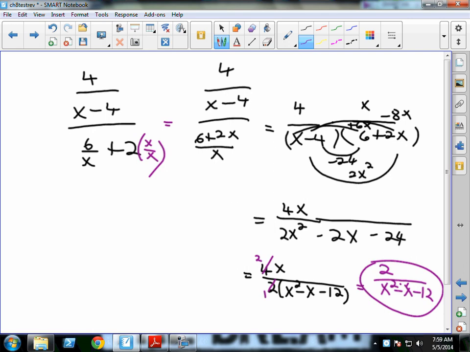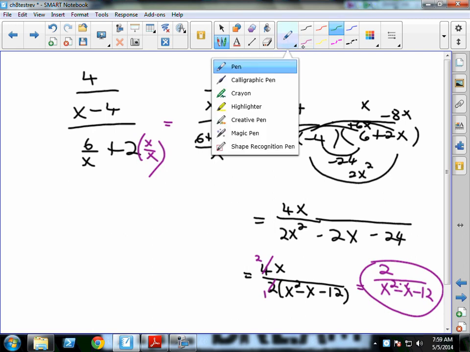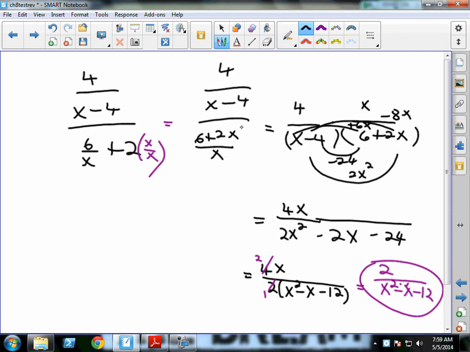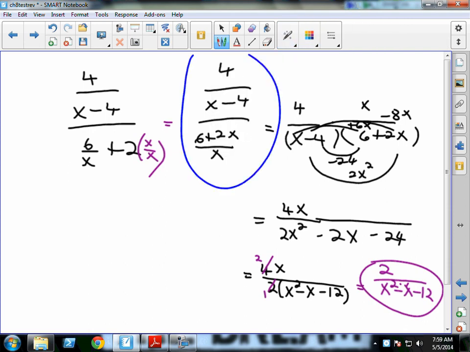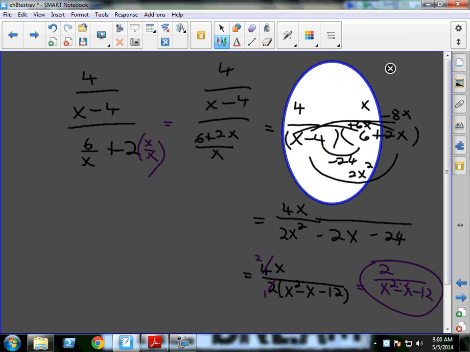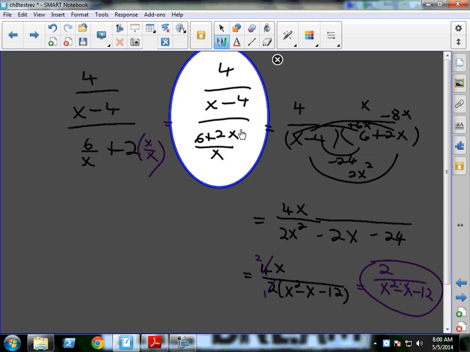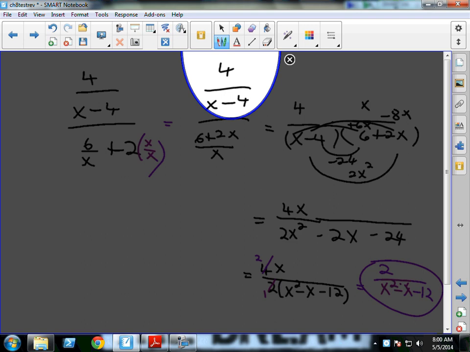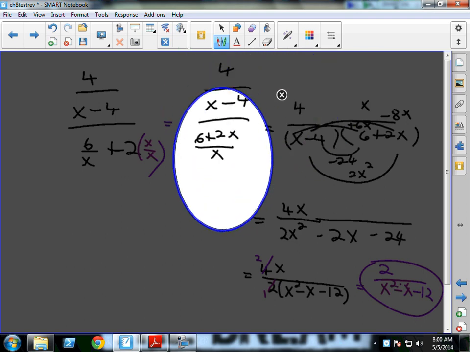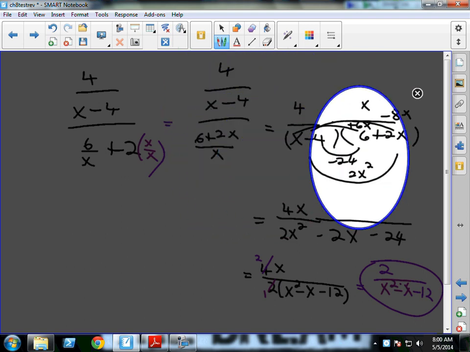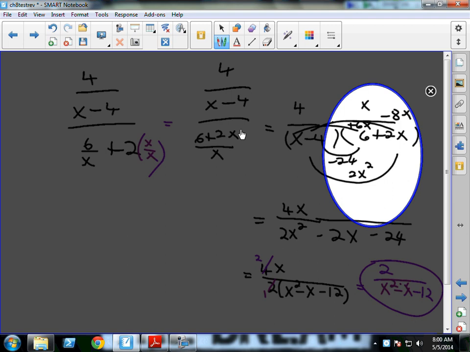Question. Why did I flip the fraction? Remember when you divide fractions, going from this step here to this step here, we don't know how to divide fractions. So what we do is we leave the first fraction alone, but then we take the second fraction and we invert it. We flip it over and we multiply.